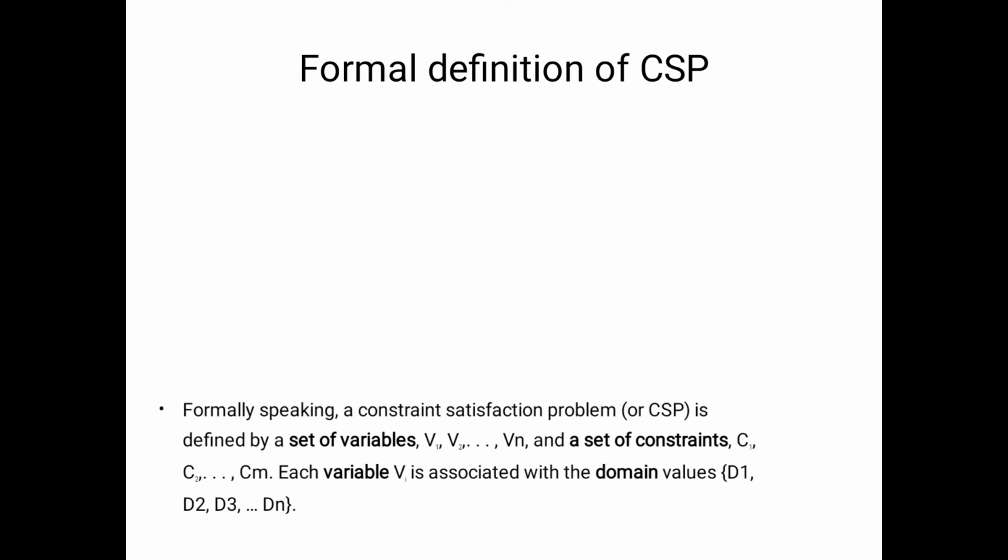The constraint satisfaction problem depends on three components. That's why it is a collection of a set of variables. Here we will consider the variables as v1, v2, v3 and so on up to vn, and a set of constraints. Here we will consider the constraints as c1, c2, c3 and so on up to cm. Our aim is to fill each and every variable with suitable domain values. Here we will consider the domain values as d1, d2, d3 and so on up to dn.